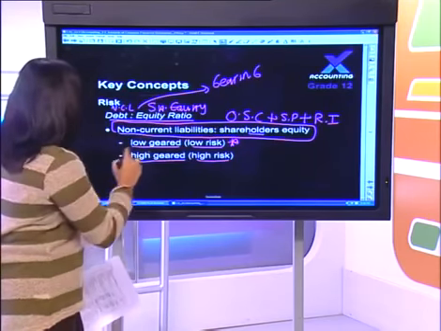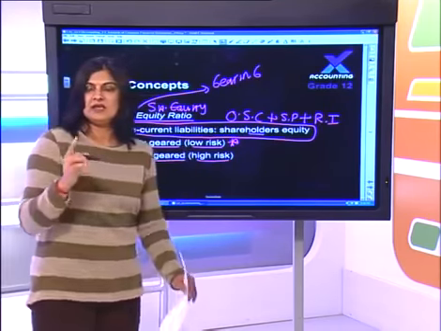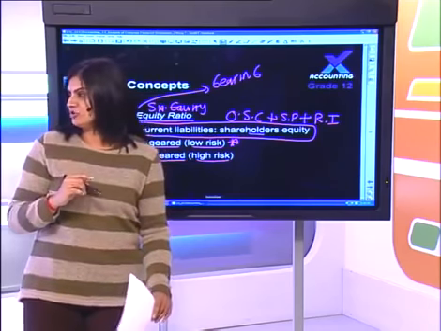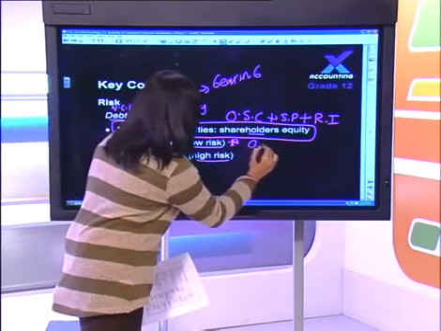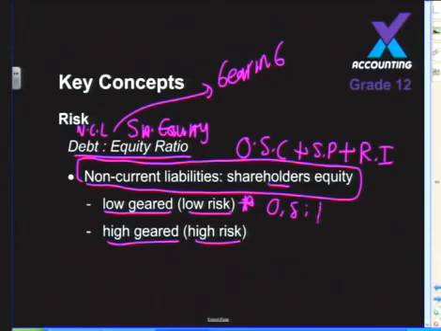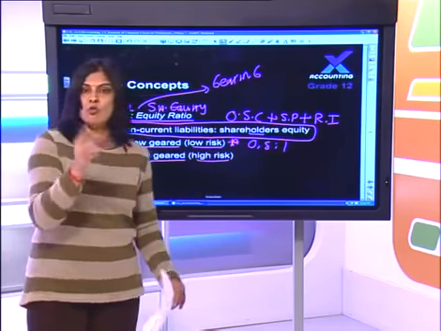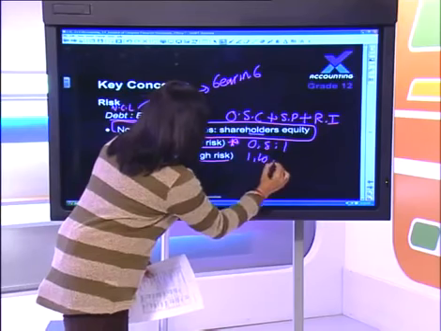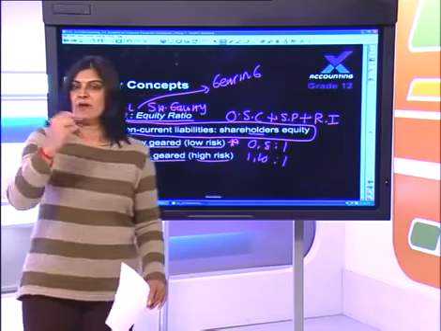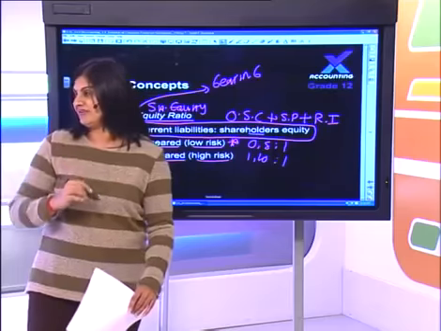Most of your textbooks would say low geared is anything that is less than 1:1. So for example, 0,5:1 would be considered to be low geared, because for every 1 rand of own capital, you have 50 cents of borrowed capital. High geared, on the other hand, would be anything more than 1:1. If it's more than 1:1, let's say, for example, my own capital is 1 rand compared to my borrowed capital, which is 1 rand 10 cents.